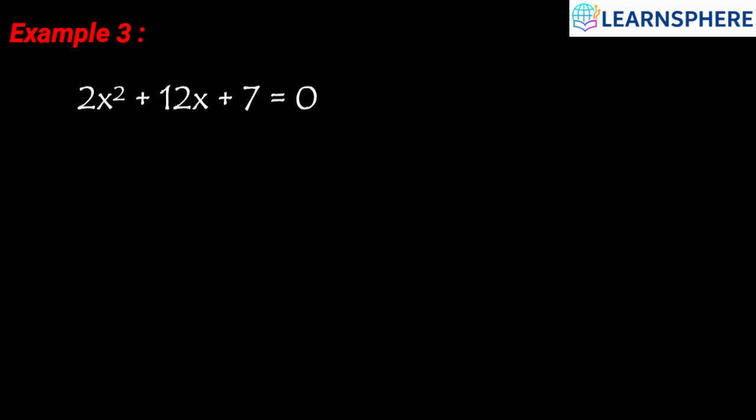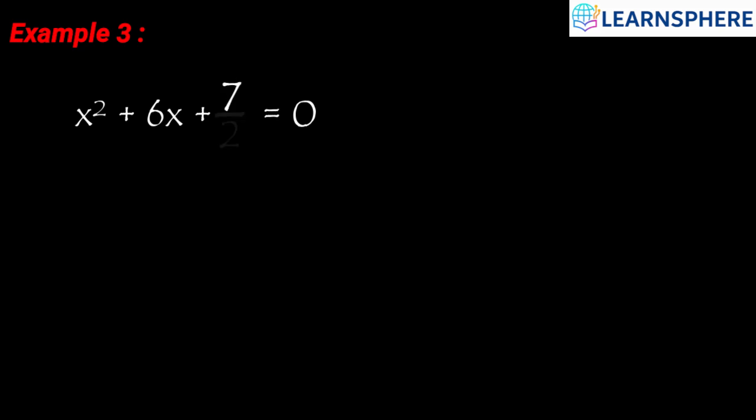Let's go on to the third example, where we have the following equation: 2x² + 12x + 7 = 0. For this equation, it's slightly more challenging because the coefficient of x² is not 1. In this equation, the coefficient of x² is 2, and therefore we have to reduce it to 1 by dividing the whole equation by 2, where we'll get the equation to be x² + 6x + 7/2 = 0.